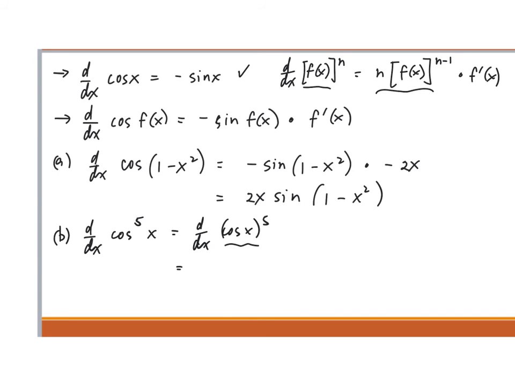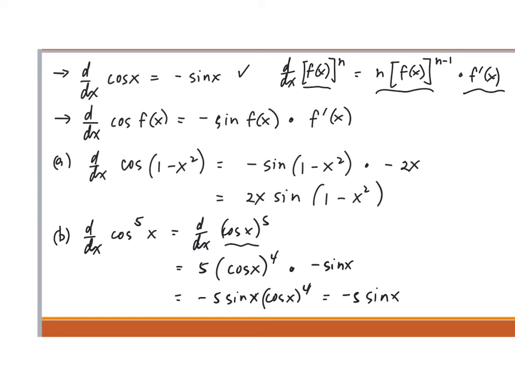So if we do this, we will have 5 cosine x to the 4th times f prime of x, which will be the derivative of cosine x, which is negative sine x. Then just simplify this as negative 5 sine x cos x to the 4th. But cos x to the 4th, just rewrite it as cos 4th x.